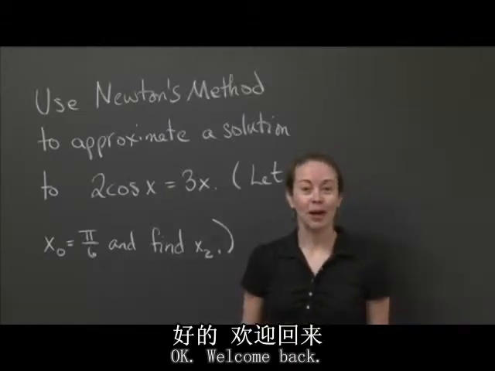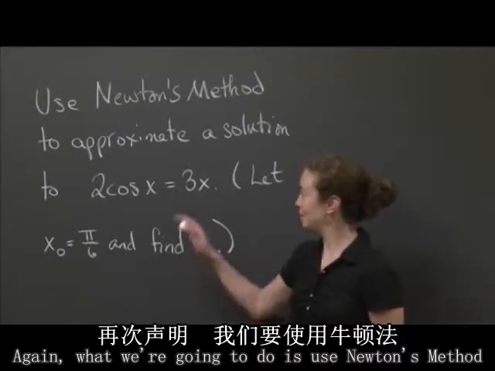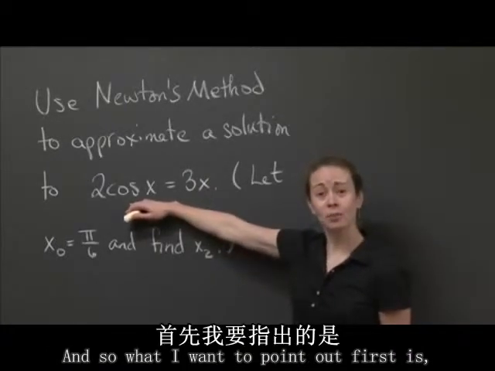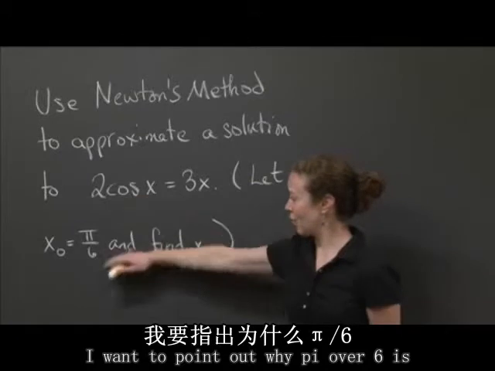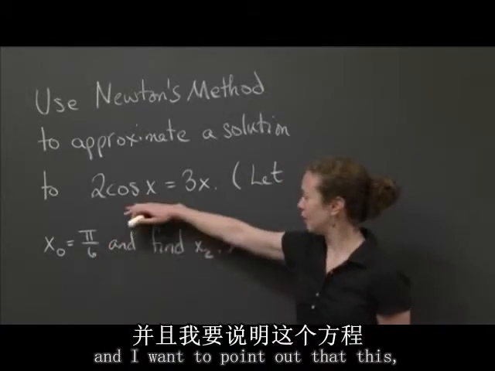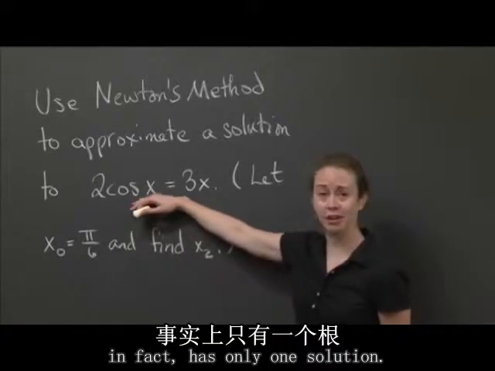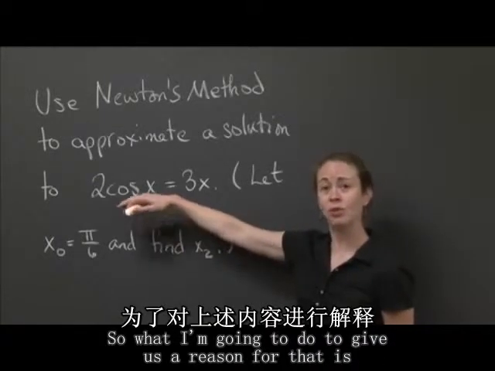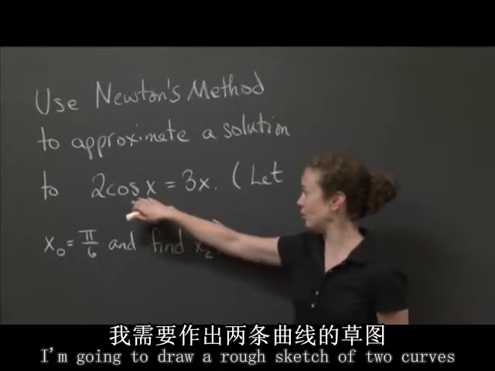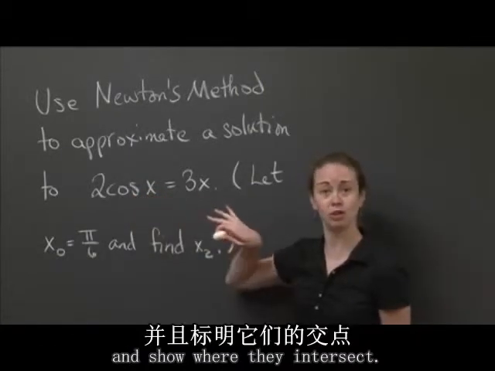Okay, welcome back. Again, what we're going to do is use Newton's method to approximate a solution to this equation. And so what I want to point out first is why pi over 6 is a reasonable first value to choose. And I want to point out that this, in fact, has only one solution. So to give us a reason for that, I'm going to draw a rough sketch of 2 curves and show where they intersect.